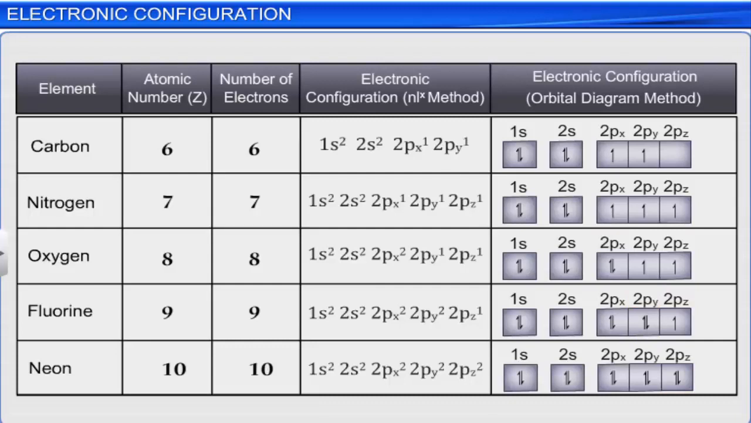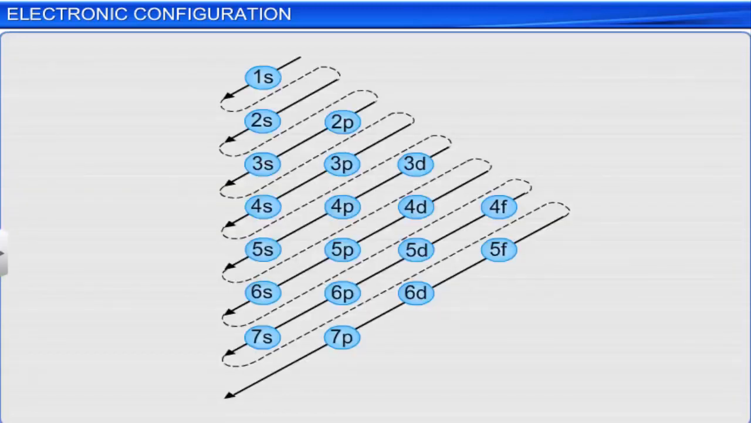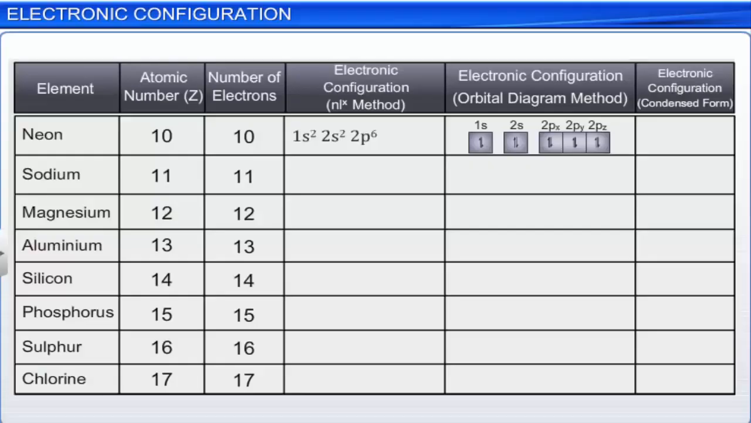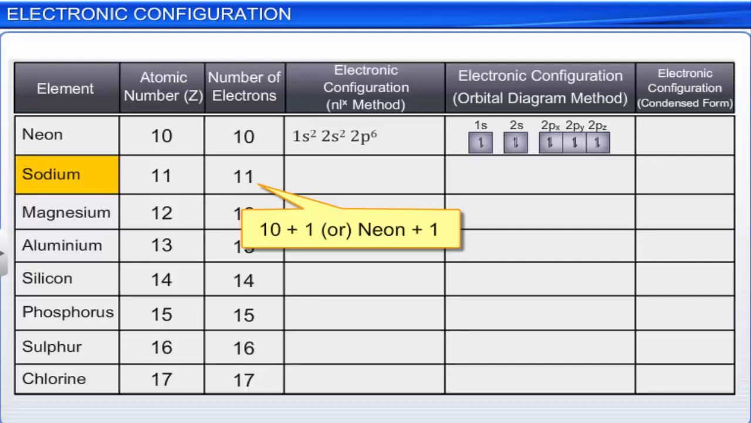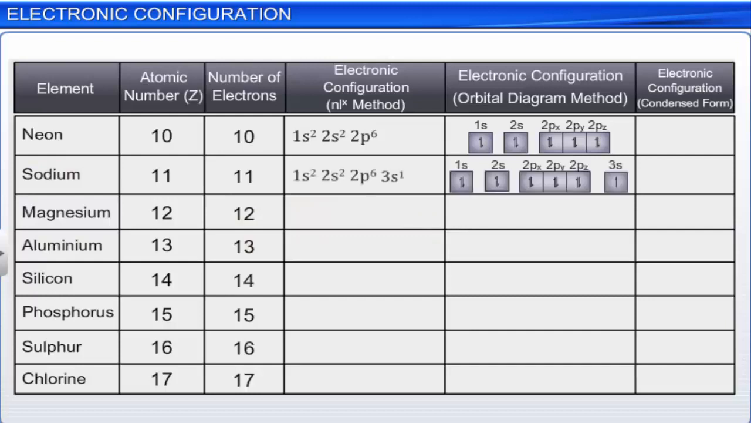The electronic configurations of other elements are written in the same way. After filling the 2p orbitals, the electrons fill the 3s and then the 3p orbitals. We can also write the electronic configurations of most of the elements in a simplified manner or condensed form. For example, the element sodium, that has 11 electrons, has 1 electron more than its nearest noble gas, neon. The 11th electron will enter the 3s orbital.